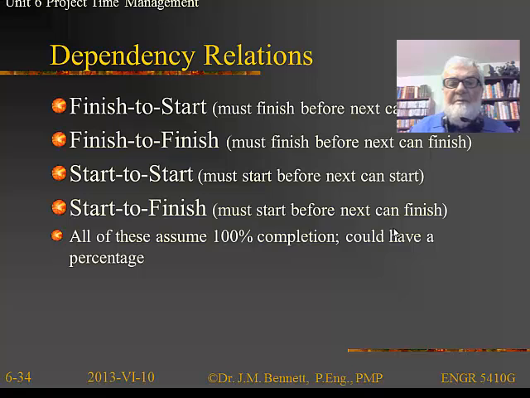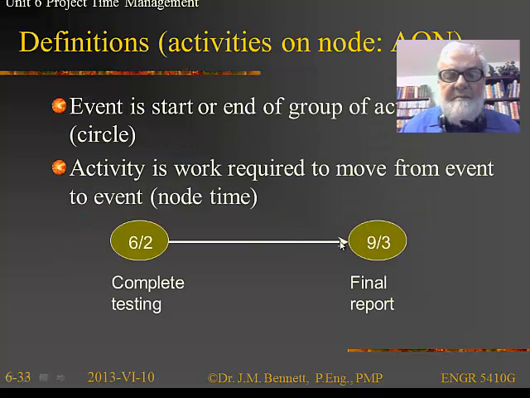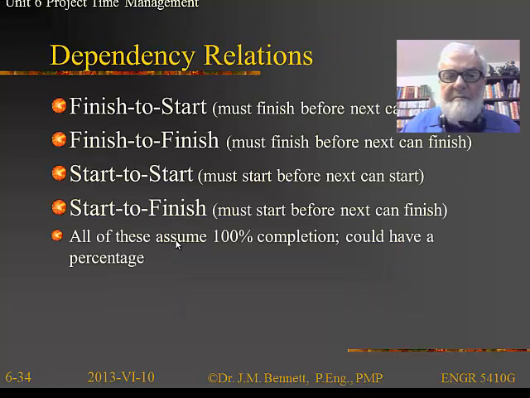Now, when we start putting dependencies together, we need to take a look at the dependency relationships. Let's go back to the previous example here. The implication here is that before we can start activity 9, we have to complete activity 6. So this is basically a finish to start relationship. And the finish to start relationship says you've got to finish this node before you can start the next one downstream. And this is by far the most common. But we can also have 3 other variations of this too.